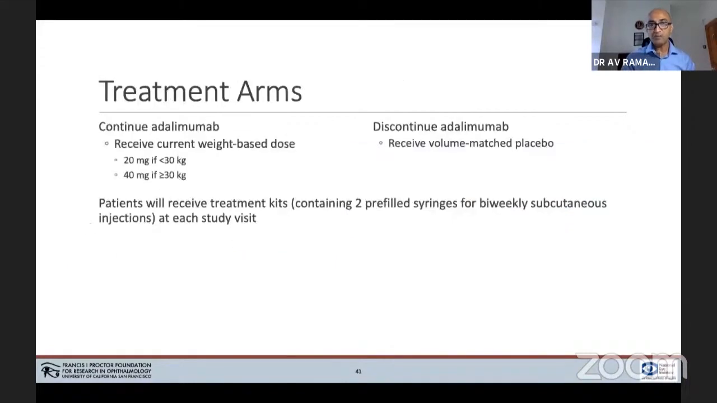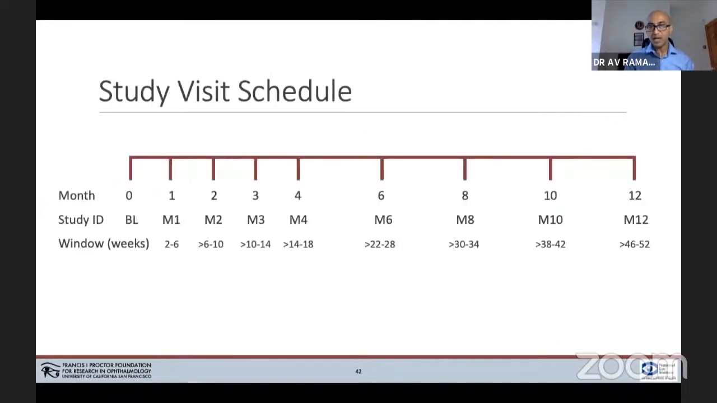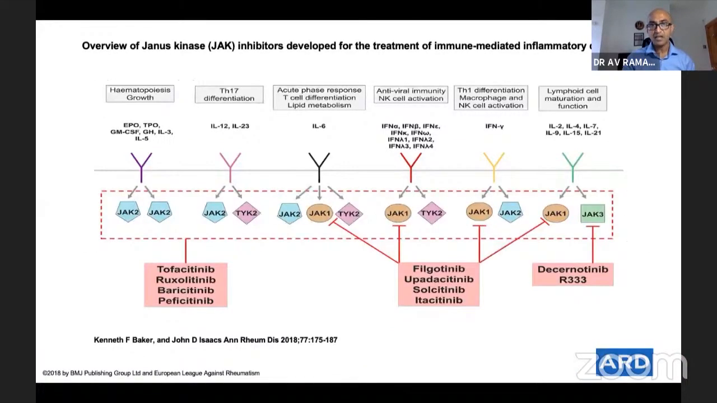And we're going to randomly switch on a 1:1 basis. Either they will continue to get adalimumab or they'll be switched to placebo. And both the participant and the investigator will be masked to who's on the drug and who's on the placebo. And we'll follow them closely for the first 4 months. This is because if you stop, you're more likely to flare by 2 to 4 months' time, and then in 2-monthly intervals. So what does the future look like?